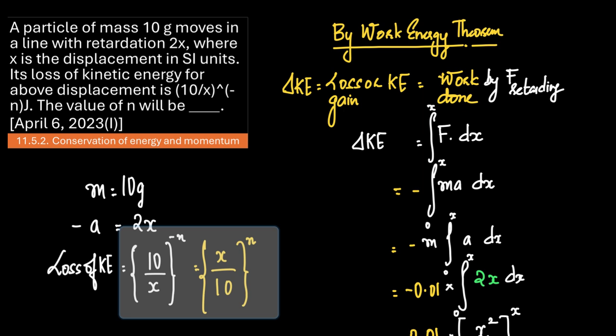So we have the question: a particle of mass 10 gram moves in a line with retardation 2x, where x is the displacement in SI units. Its loss of kinetic energy for the above displacement is.